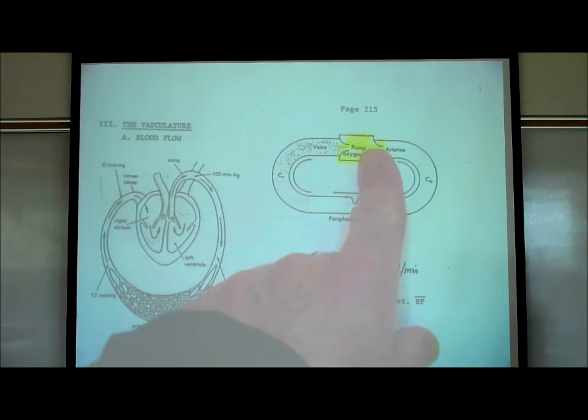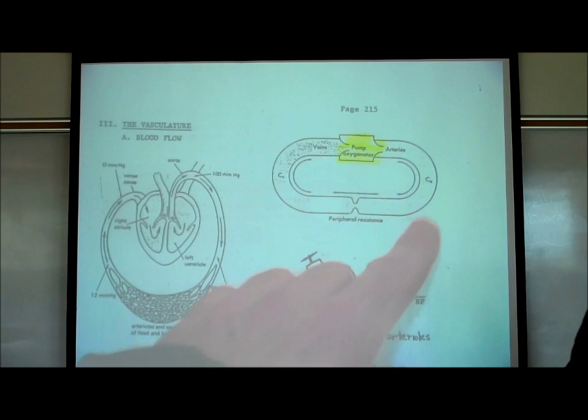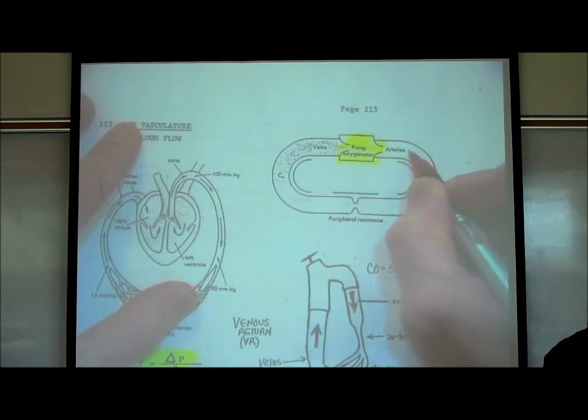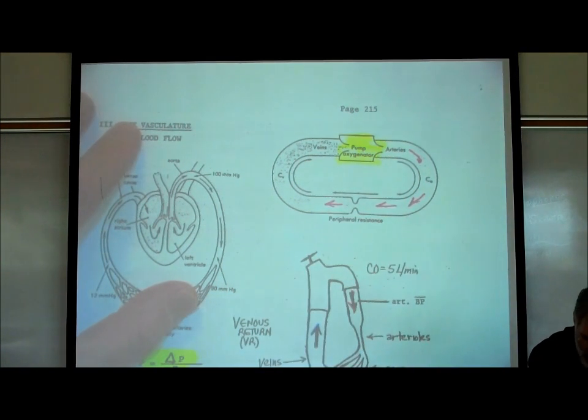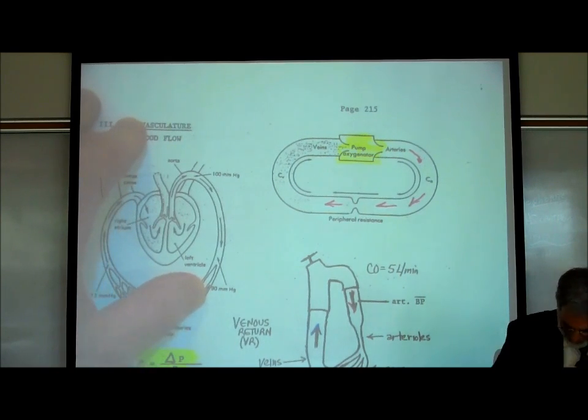And basically what the pump oxygenator does is it oxygenates the blood and pumps the blood through the systemic circuit. First through the arteries, then the capillaries, and then it comes back to the veins of the body.